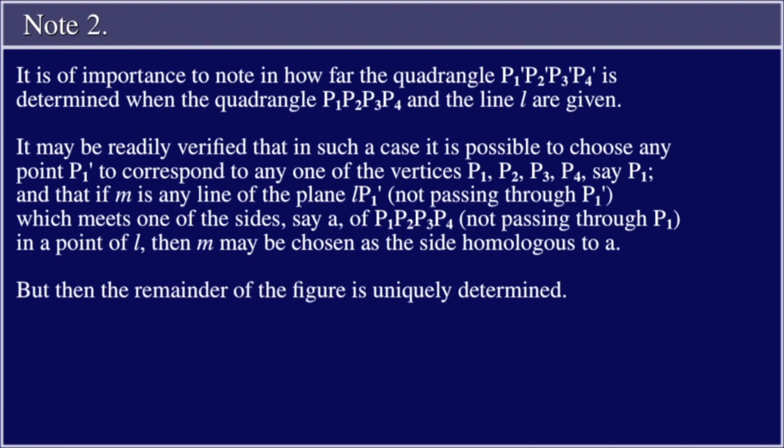Note 2. It is important to note how far the quadrangle P1'P2'P3'P4' is determined when the quadrangle P1P2P3P4 and the line L are given. It may be readily verified that in such a case it is possible to choose any point P1' to correspond to any one of the vertices P1, P2, P3, P4, say P1, and that if M is any line of the plane LP1', not passing through P1', which meets one of the sides, say A, of P1P2P3P4, not passing through P1, in a point of L, then M may be chosen as the side homologous to A, but then the remainder of the figure is uniquely determined.